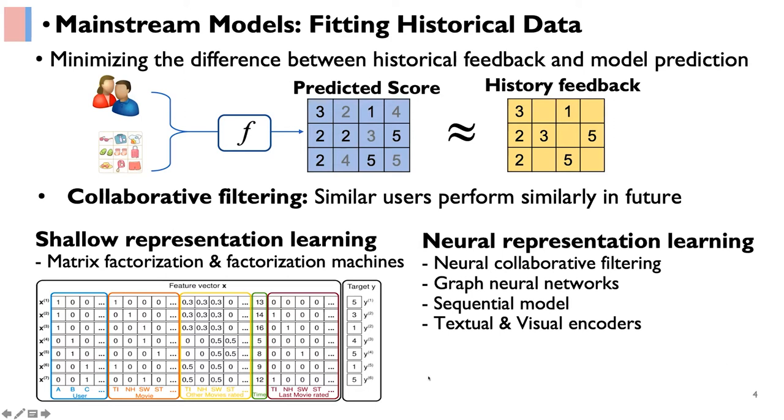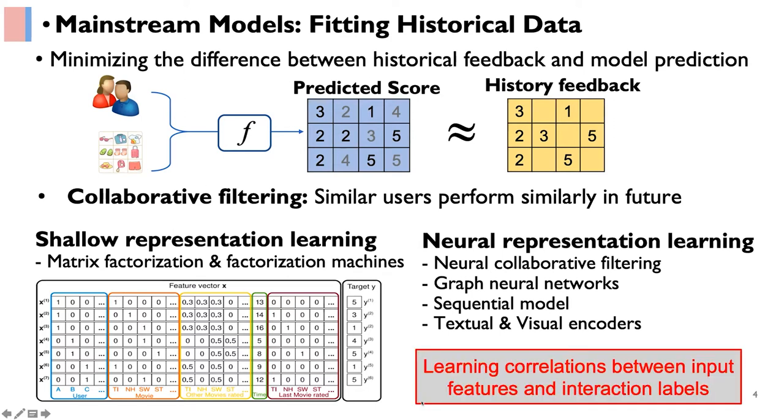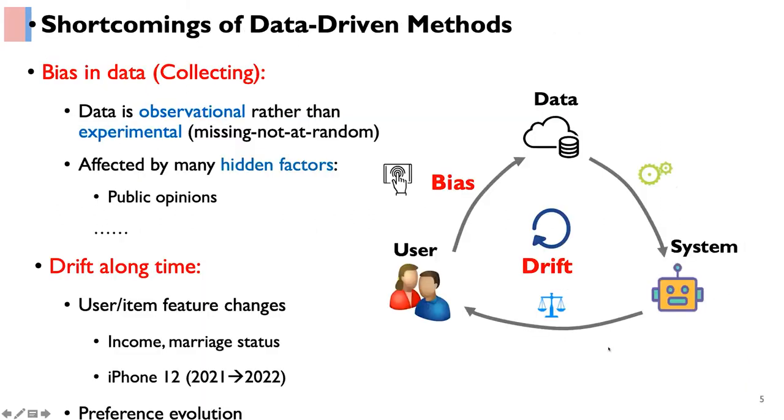And with the development of all of these existing recommender models, the core of these models is learning the correlation between the input features, no matter whether it is user and item IDs or the side information, and the targeted interaction labels. However, there are clear shortcomings of these data-driven models that focus on learning correlations.